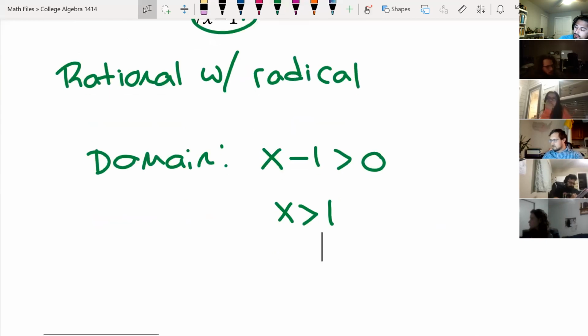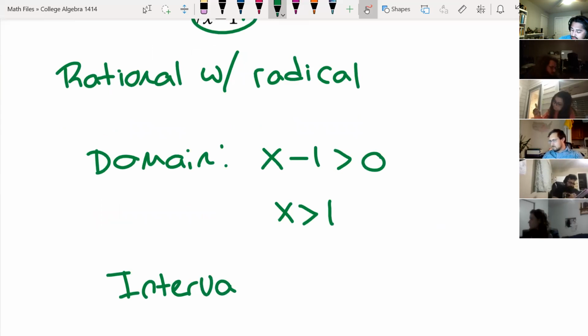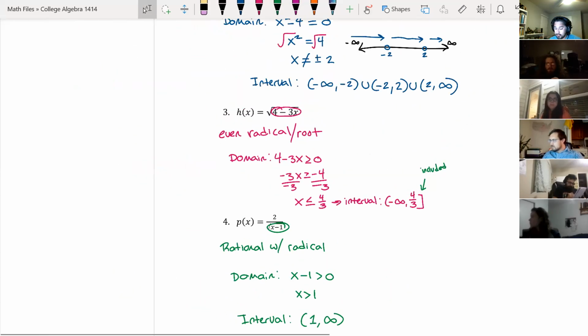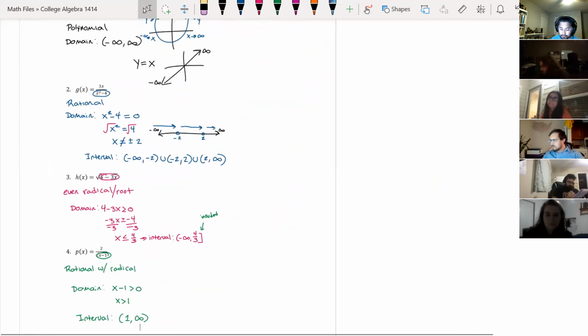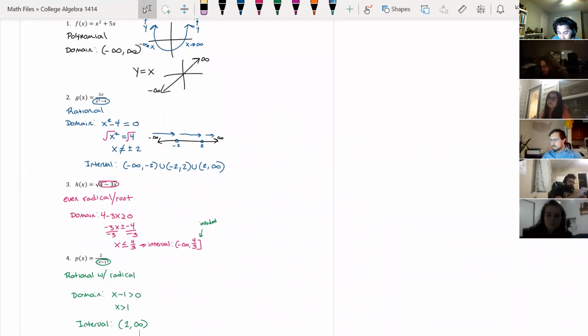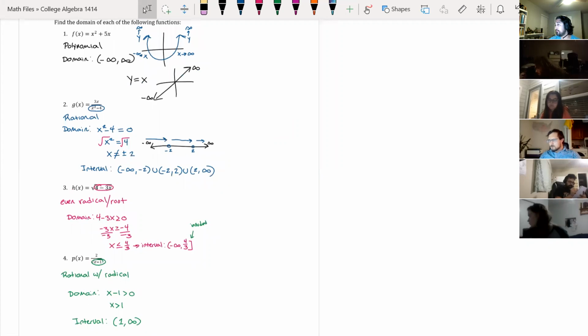Okay. Which means put that into interval notation. And if we have to be bigger than 1, what number am I starting at? 1, and headed towards where? Infinity. There you go. And those are domain. All right. Any questions on that?